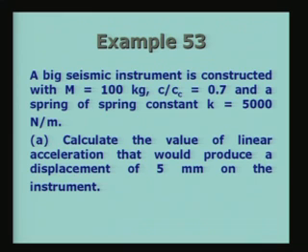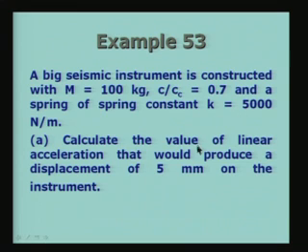I will just show the details about the example here, and then we will work it out by writing down the solution. So, what we have here is a big seismic instrument. Seismic instrument is used in measuring mostly the earthquake forces generated during earthquake. It is constructed with a mass of 100 kilogram, fairly large mass. C by Cc has been adjusted to 0.7 by suitable means, and we have a spring constant equal to 5000 newtons per meter, a fairly strong spring with a large spring constant of 5000 newtons per meter.